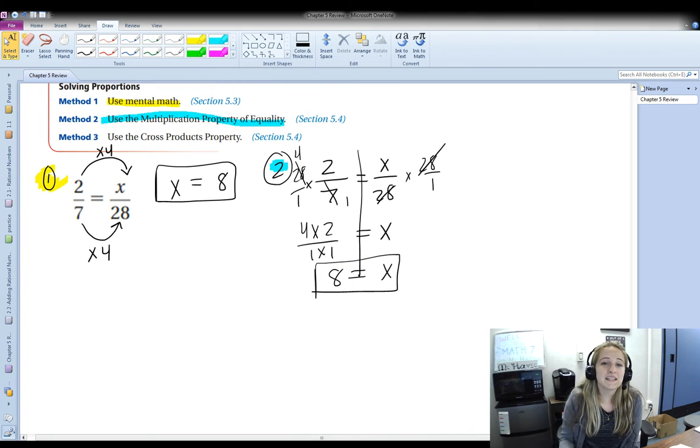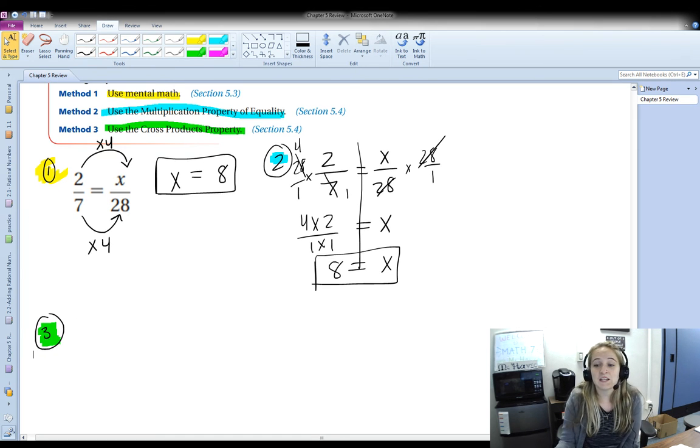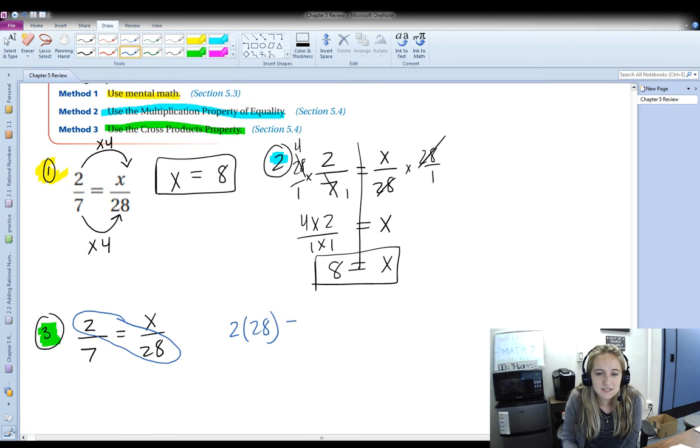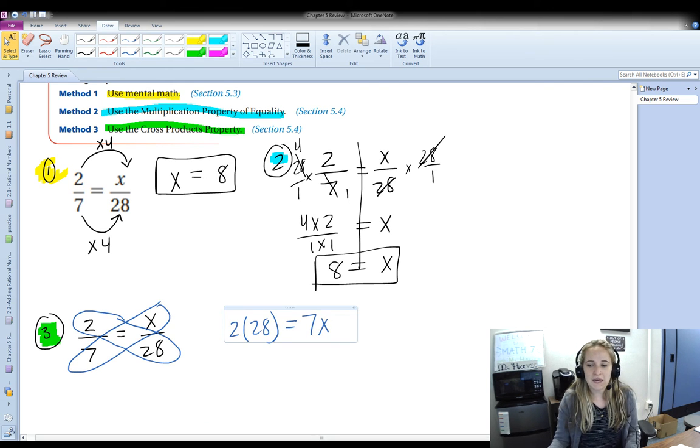Okay, and then finally, our third method is use the cross products property. And this is probably the property that you'll get used to using the most, just because you use your algebra skills. It's pretty simple. This is the method that I would use the most, just because it is pretty simple to me. But again, there's 3 different methods, so choose the one you like the best. So for this one, we are going to multiply the diagonals together. So we're going to do 2 times 28 equals 7 times x. So let's multiply this out.